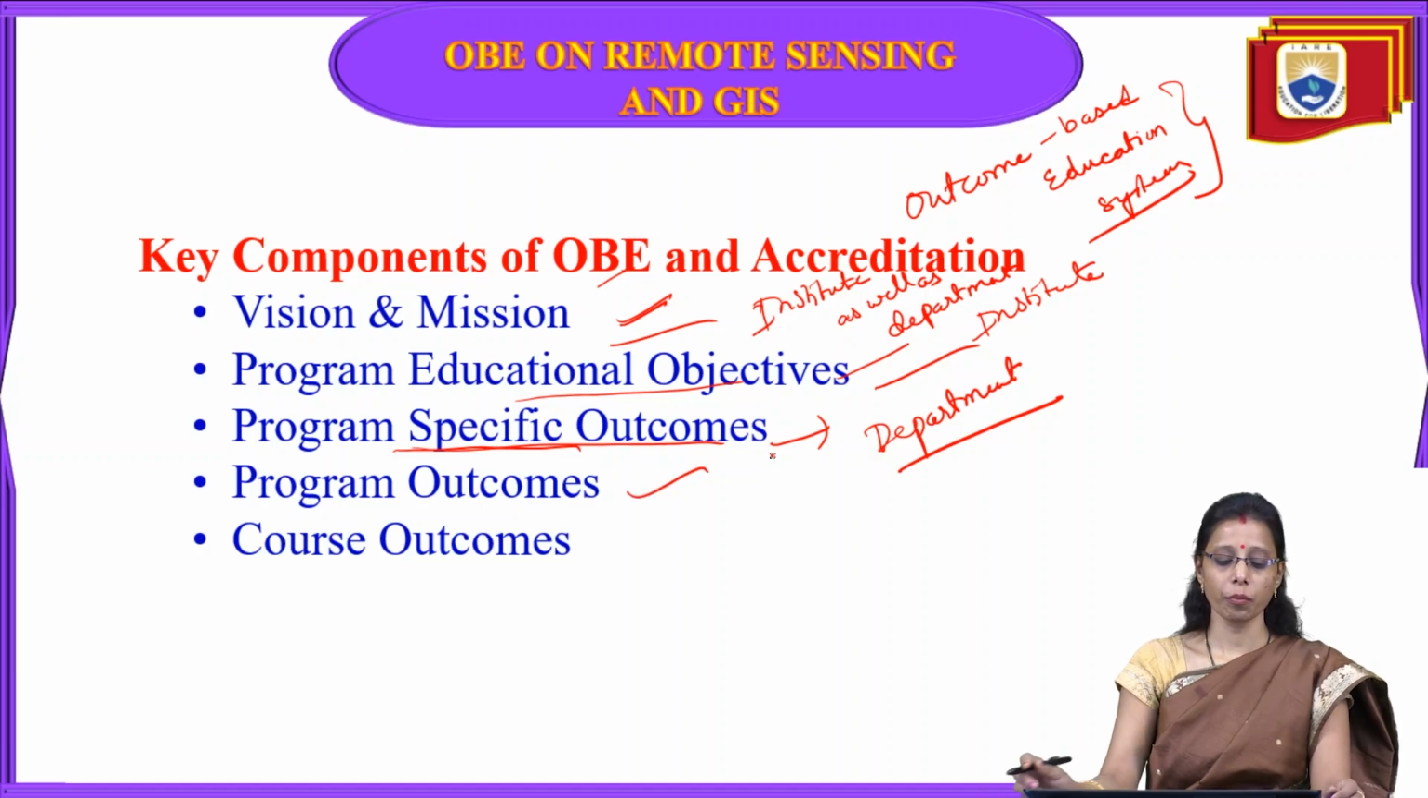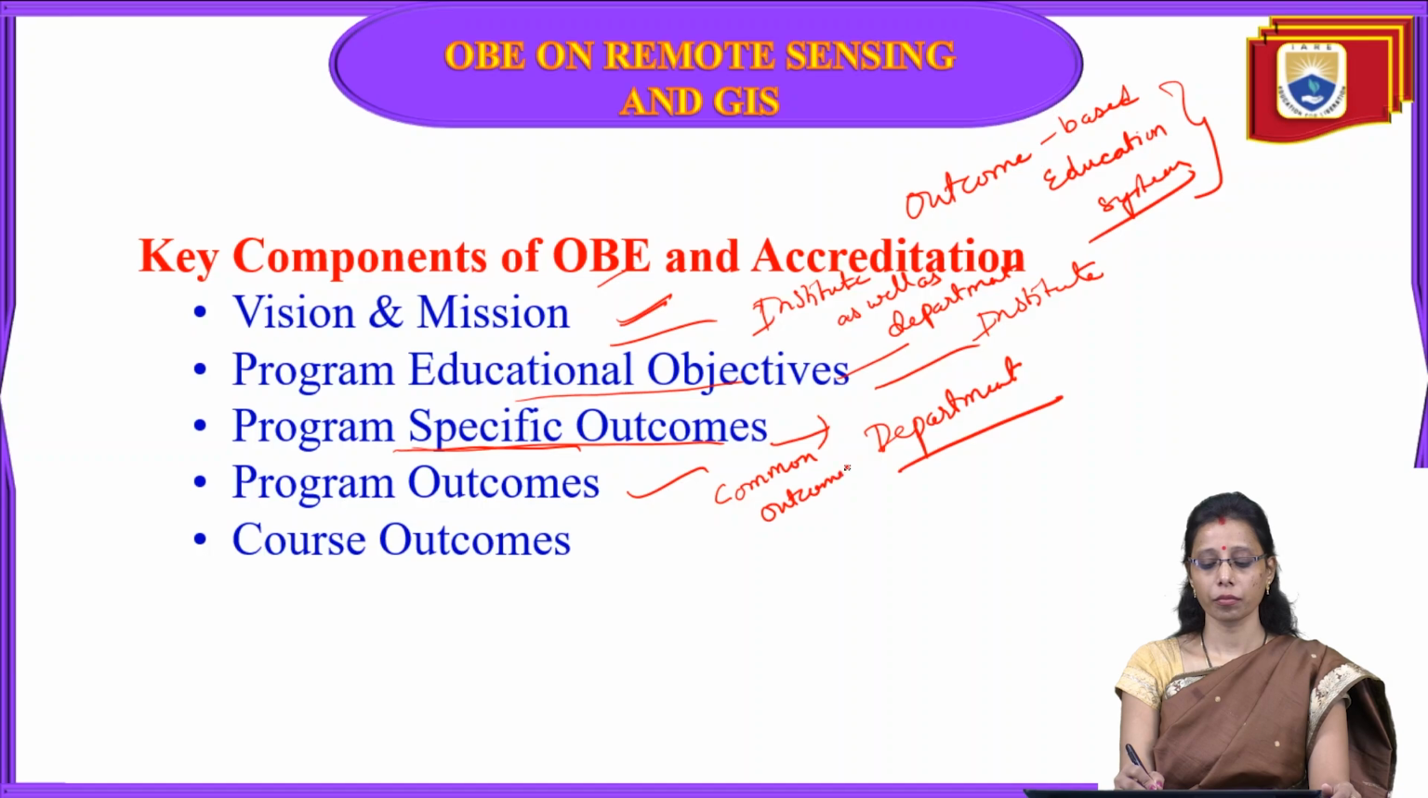Now we have the program outcomes. These are common outcomes given by the NBA. Each program, suppose a BTech program is there, entire BTech will have an outcome. When a student is studying this particular course or program, what is the outcome he is going to follow and what is the outcome he is going to get.